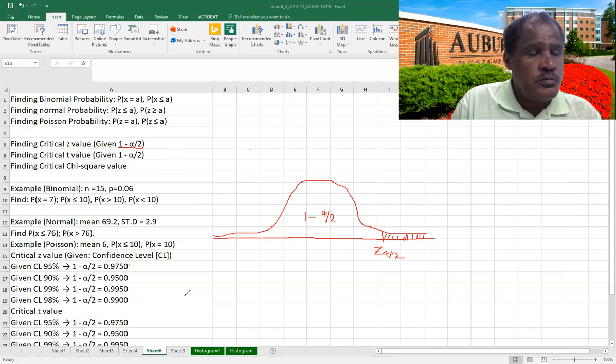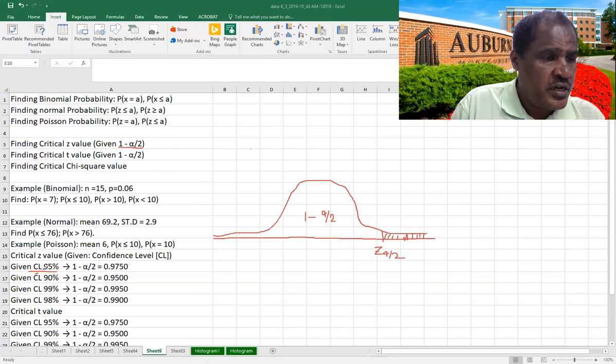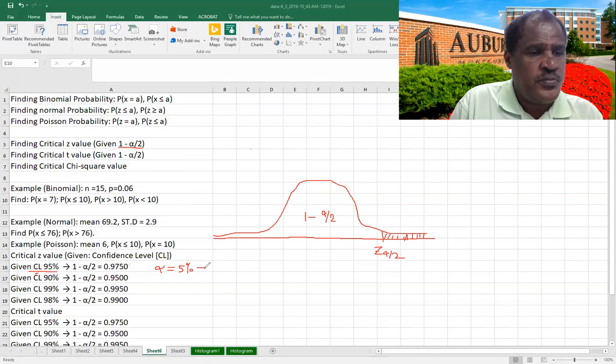Now, how do you find that 1 minus alpha over 2? First of all, you should be given confidence level. I'm sure you are familiar with confidence level. Okay, let's say you are given confidence level of 95. How do you find 1 minus alpha over 2? The confidence level is 95, means our alpha is 5%, okay? That is, you can call it lack of confidence, okay? If this is confidence level, it is 5%, or 5% means 0.05.